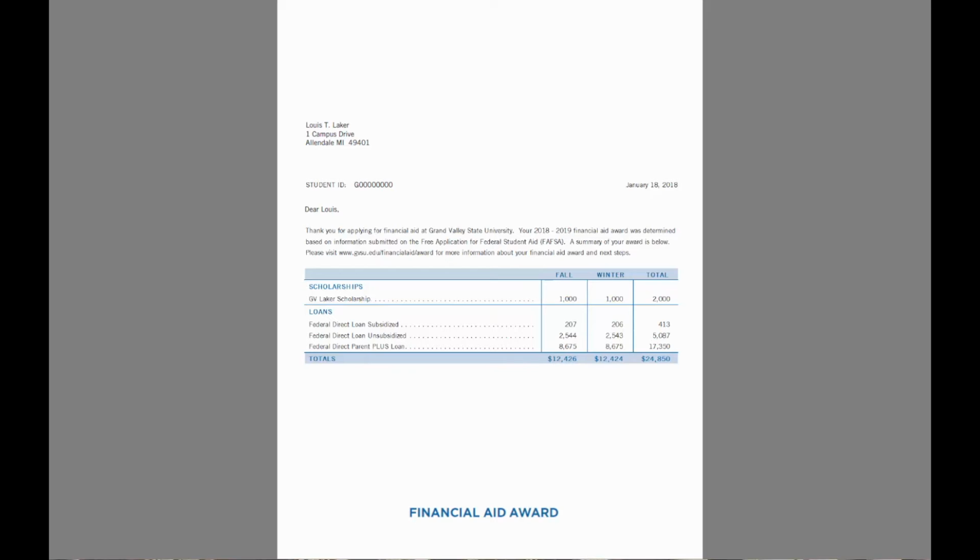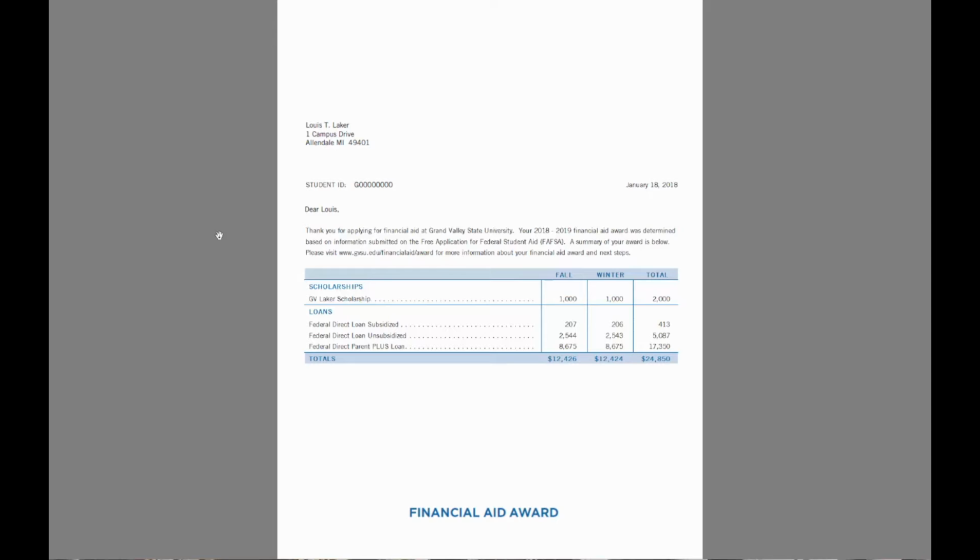Today we are going to review how to read your GVSU Financial Aid Award letter and what your next steps should be now that you have an award. Please note, this letter is not your student bill. Your award letter will consist of 3 pages. Here's an example of the first page.